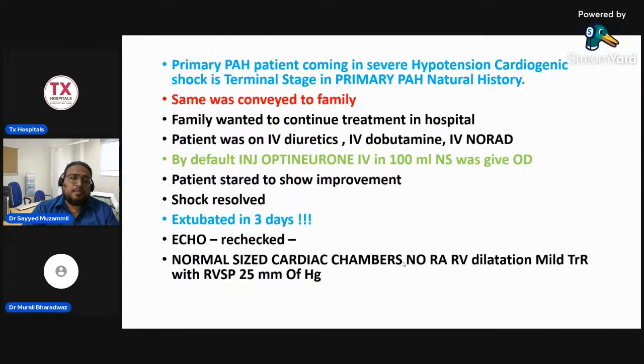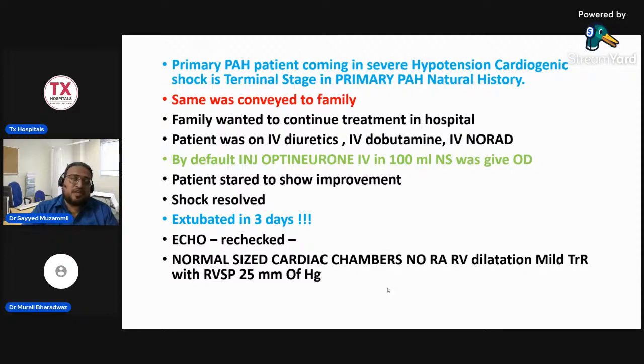So, primary pulmonary arterial hypertension, who comes with severe hypotension, cardiogenic shock, is actually a terminal stage in natural history of primary pulmonary arterial hypertension. Same was conveyed to his family, and his family wanted to continue treatment in hospital.